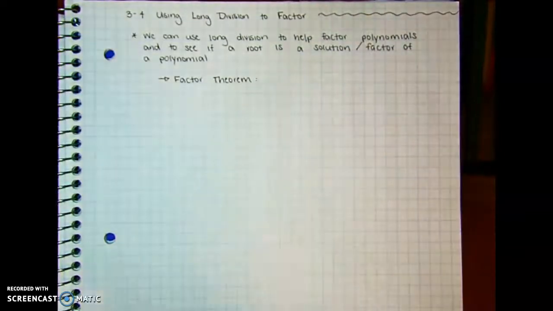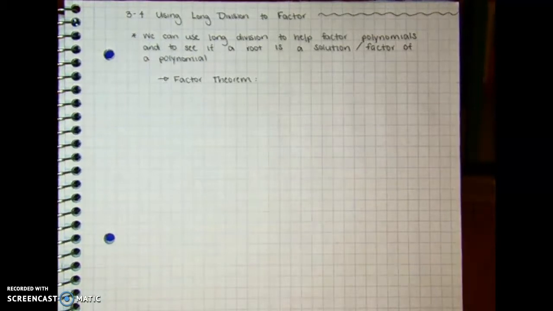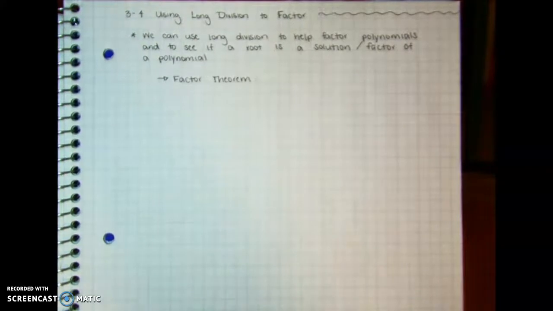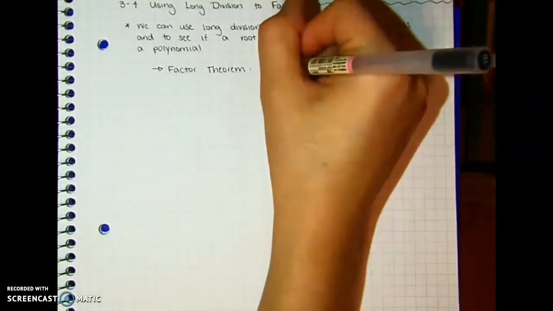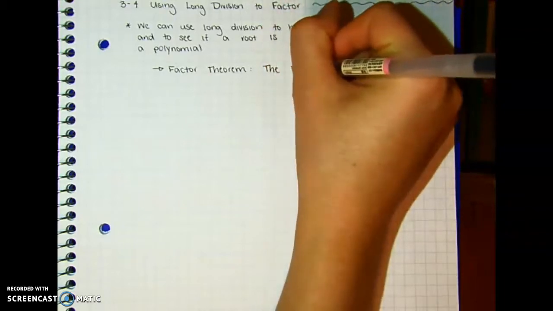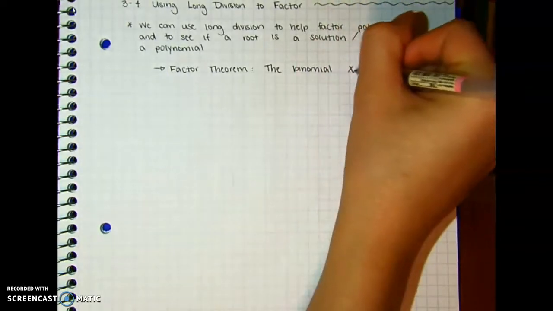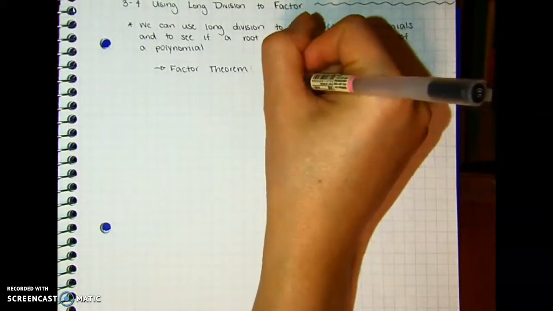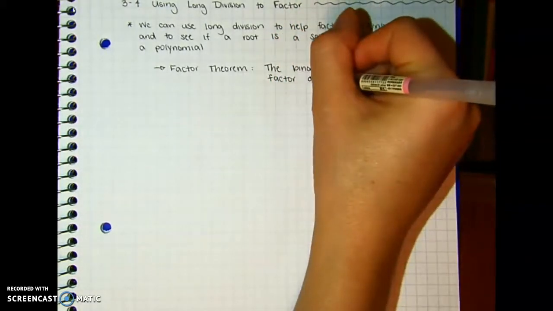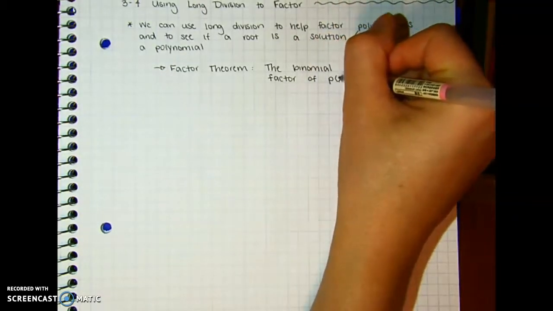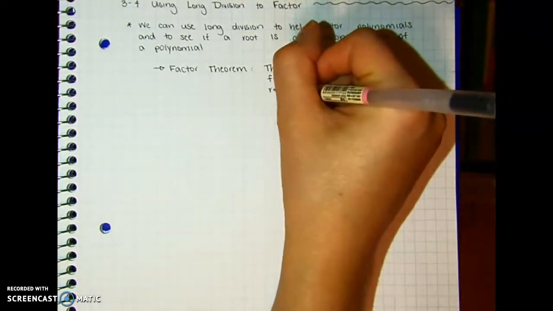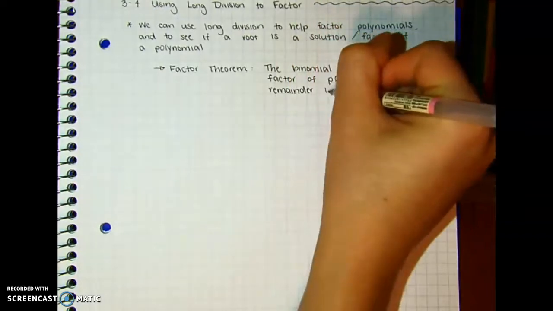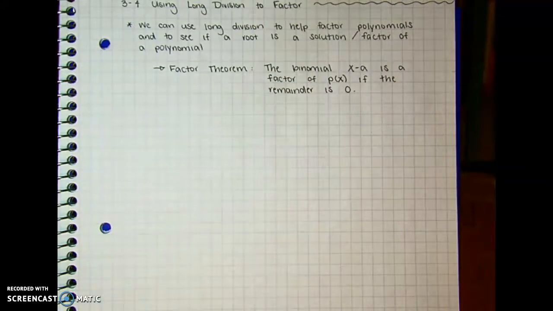Basically, this Factor Theorem says that the binomial, or we know we have a factor, so the binomial x minus a is a factor of the polynomial function, I'm just going to say p of x, if the remainder is 0. So let's do an example.